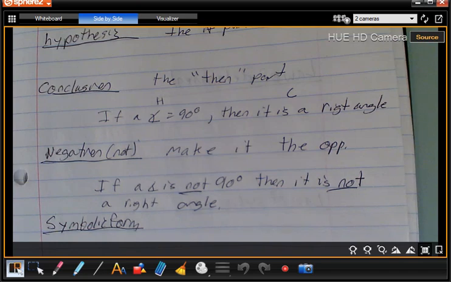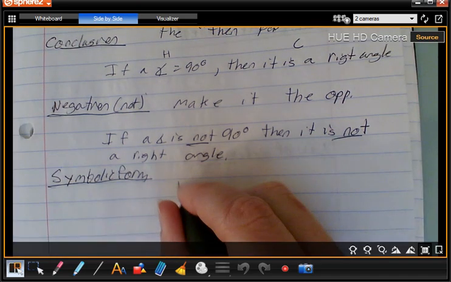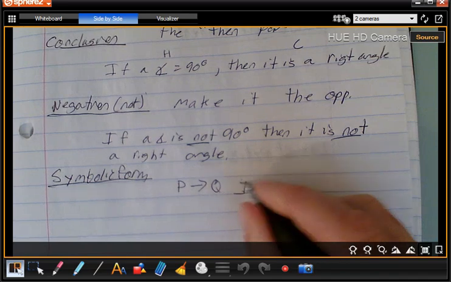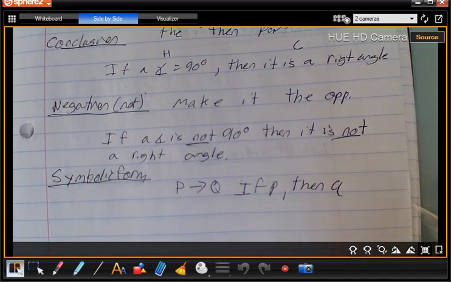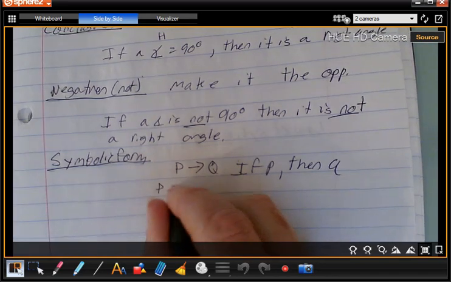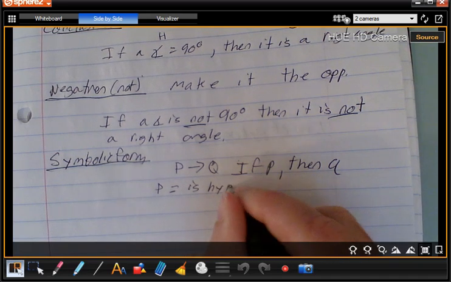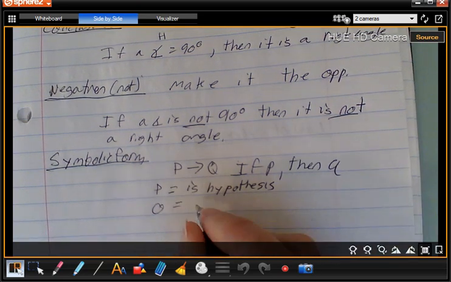So again, that's what negation is. It's changing it to not. Then we've got symbolic form. P to Q. If P, then Q. We often do symbolic form for this. P in this case stands for the hypothesis. Q is the conclusion.